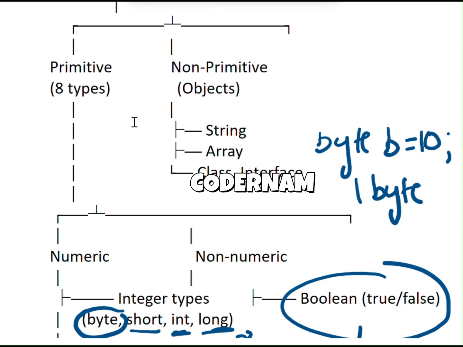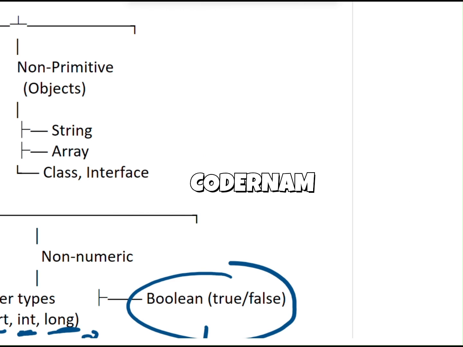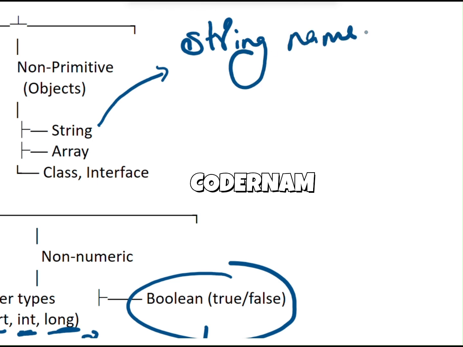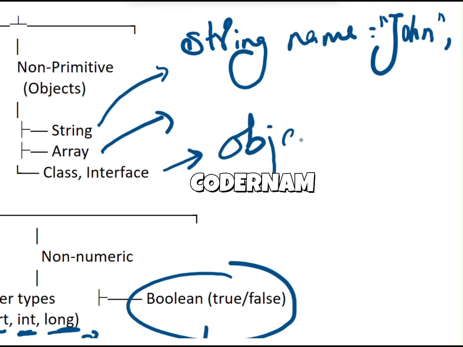Now let us see the non-primitive types of data. In non-primitive types, first comes the string data type. If I want to take an example, then String name is equal to, within double quotes, you can write the name of the person or anything, but it should always be defined inside double quotes. They are sequences of characters. Then we have array. An array is a collection of similar type of data. Then we have the class and the interface. They are used to create objects.